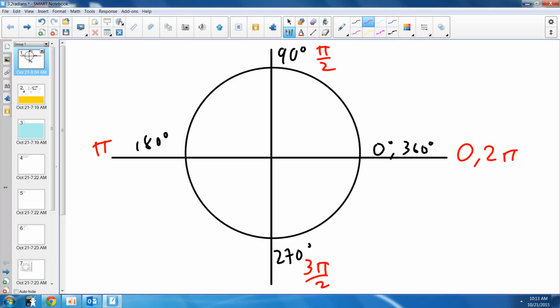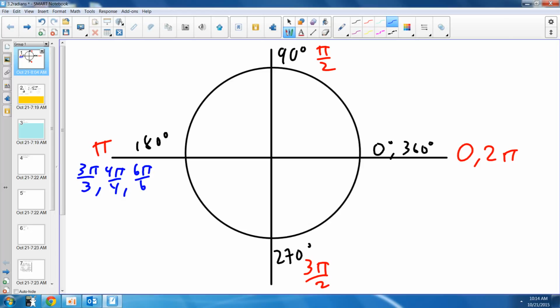I want to make a point now also that you're going to have to add fractions and change 2 pi and pi to fractions that you can easily add and subtract other fractions with. So, for example, pi can also be labeled as 3 pi over 3, 4 pi over 4, or 6 pi over 6. And we'll get to why we want to do that in a little bit.